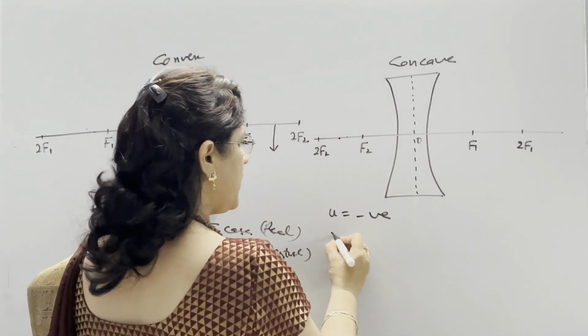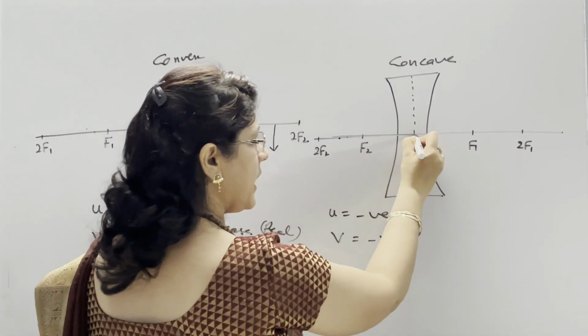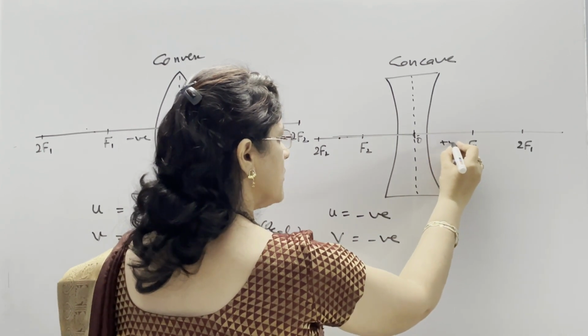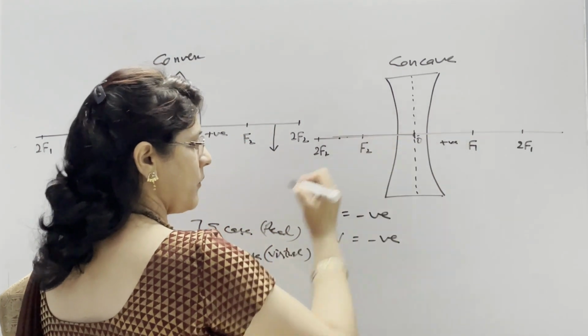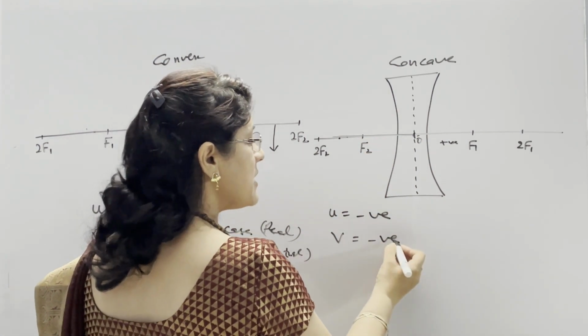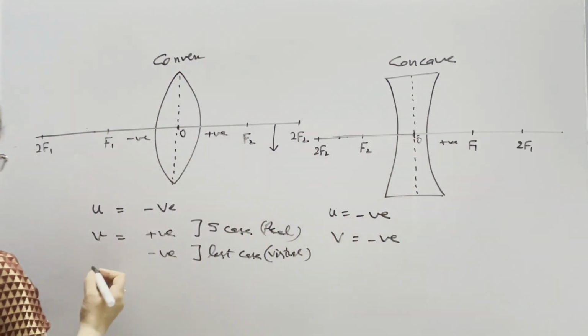side of the lens. It means v is always negative because this is the negative side of the number line, this is 0 and this is the positive side. So image is forming on the same side where object is placed in case of a concave lens. So v is negative. The distance of image is negative in case of a concave lens.